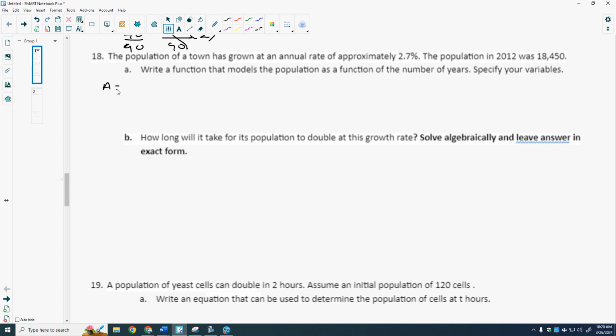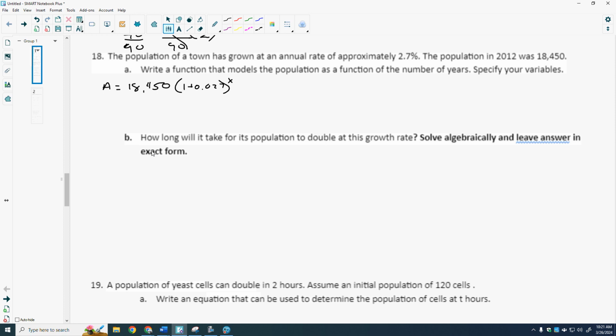So amount equals population to start in 2012 is 18,450. My growth rate is 1 plus 0.027, raised to the every annual, so every year, so raised to the x power or raised to the t power, either way. So there's my equation. How long will it take for the population to double?